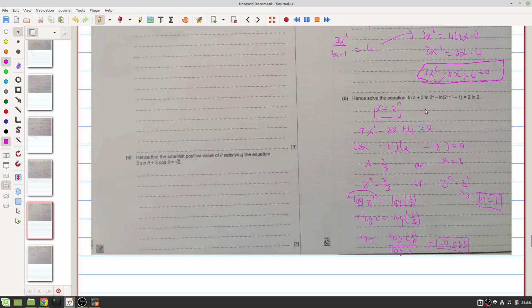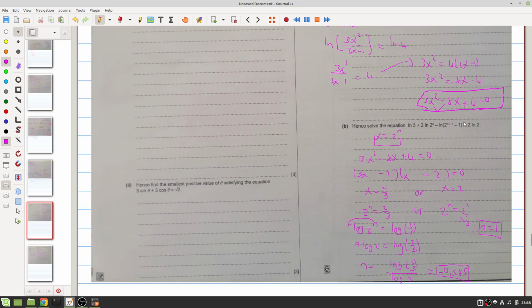Now, since we were working with logs, we just have to check that both of them are valid. Basically we can't have ln of a negative number, right? So this has to be positive, and this part has to be positive. So 2 to the n must be bigger than 0, and also 2 to the n plus 1 minus 1 must also be bigger than 0, because we can't have ln of a negative number.